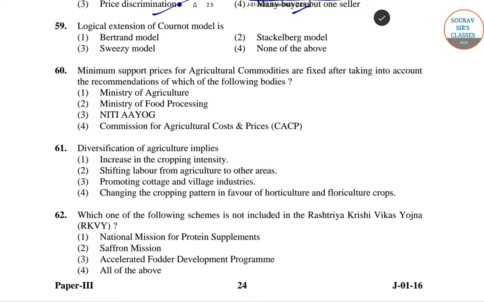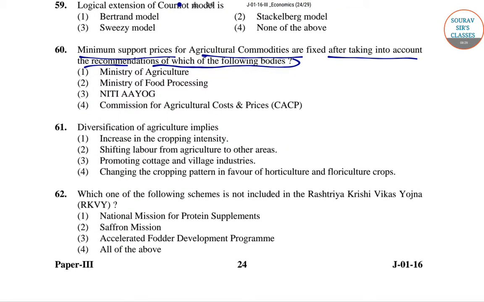In question number 60 it is given: minimum support prices for agricultural commodities are fixed after taking into account the recommendation of which of the following bodies. We know the right answer would be the Commission for Agricultural Costs and Prices, that is CACP. So the minimum support price for agricultural commodities is fixed after taking into account the recommendation of CACP.